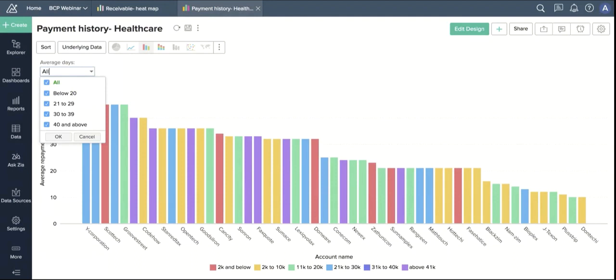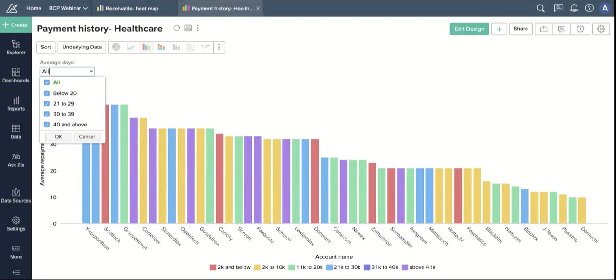And for this example, I have taken accounts where they have been historically paying in less than 20 days, accounts which have been paying between 21 to 29, and then 30 to 39, and anything above 40 as the 4th bucket. Now, as a key account manager, you might want to look at those accounts which have a payment history of more than 40 days, because that's a pretty long time for your business during a crisis.